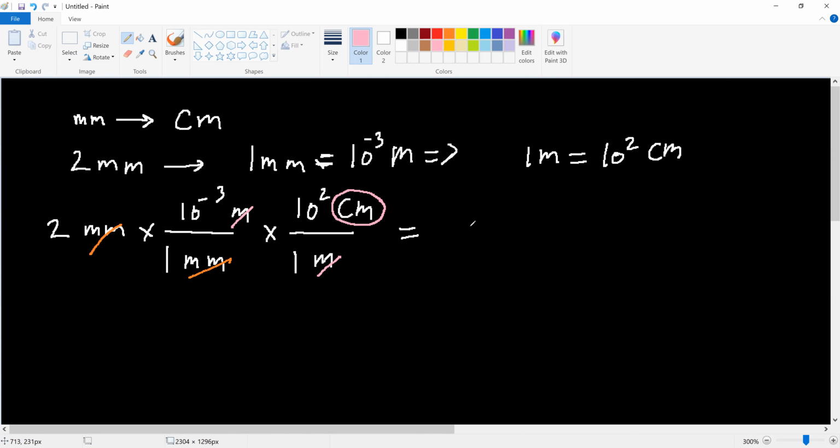Therefore, by doing this calculation, we end up with 2 times 10 to the negative 3 times 10 to the 2 cm. Or better yet, if you use your calculator, you're going to find you get 0.2 centimeters.